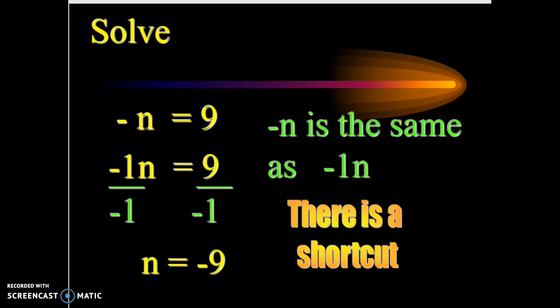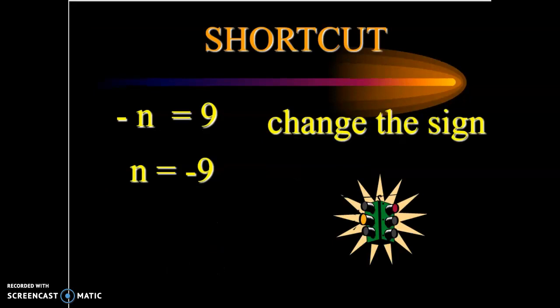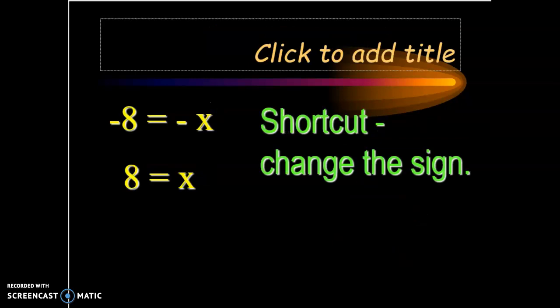However, there is a shortcut for this, and you may want to remember this so that you don't have to do the work there. The shortcut is you simply change the sign. So if the opposite of n is 9, then what's n? Negative 9. So the shortcut, again, is simply to change the sign. Now, it doesn't matter whether the variable's on the left or on the right. Here's an example where the variable is on the right. Negative 8 equals the opposite of x. So what is x? Well, it would just be 8. Again, the shortcut is to simply change the sign.